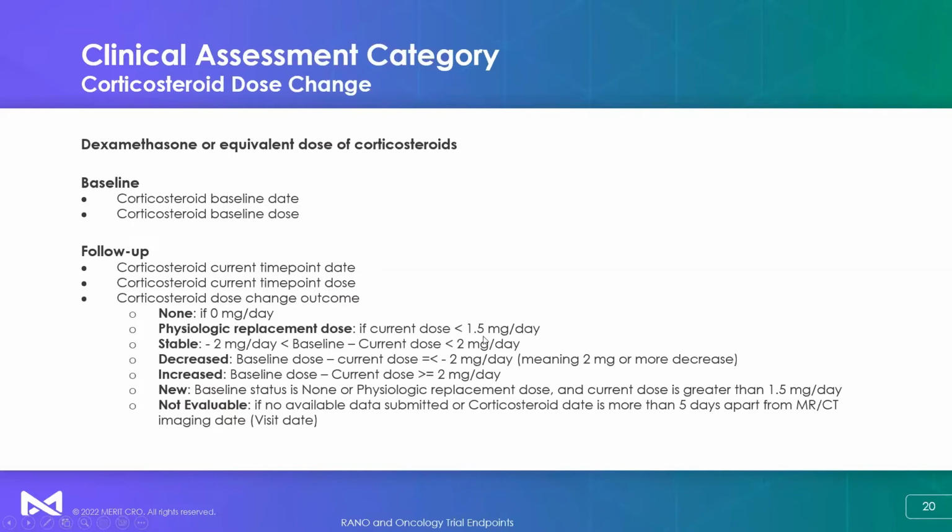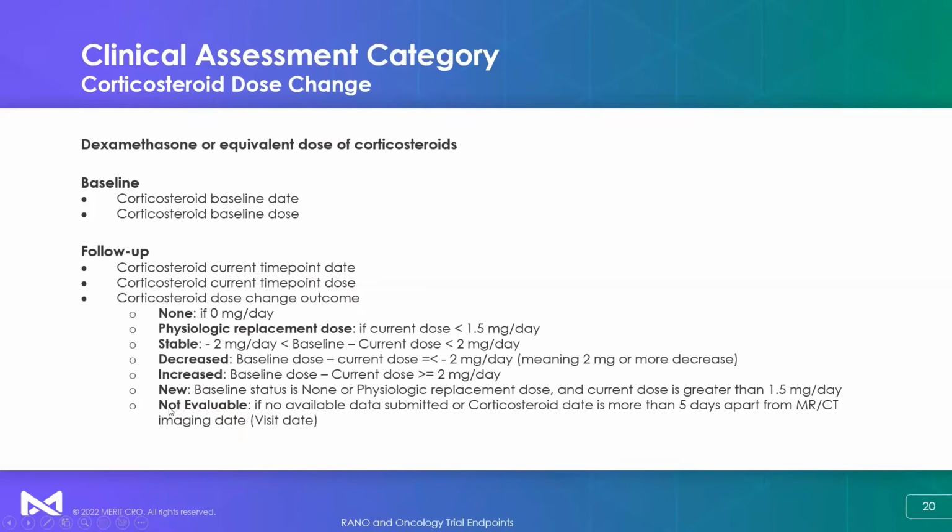If the current dose is 1.5 milligram per day, and all these values are based upon dexamethasone strength. Stable, if the change from the baseline to the current dose is not greater than 2 milligram a day. Decreased, if there was more than a 2 milligram decrease. Increased, if there was more than a 2 milligram increase per day. And we can also record new if the baseline status of the corticosteroid was none or only a physiological replacement dose, and the current dose is now greater than 1.5 milligram a day.